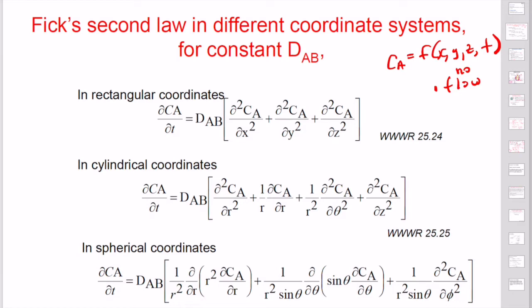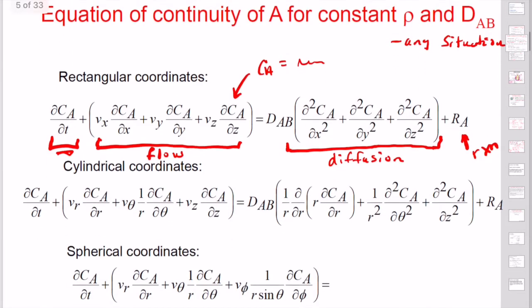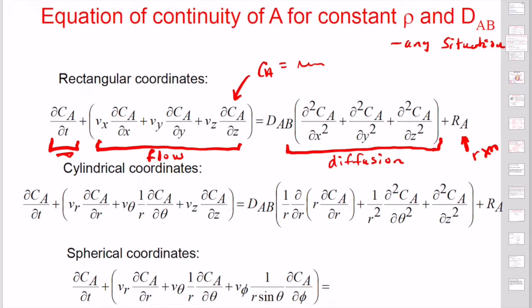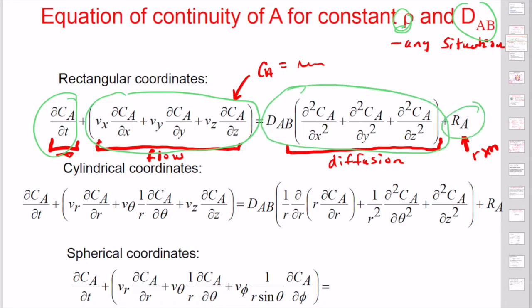And of course, these are the equations. The most important slide is this one, where we have assumed constant density and constant diffusivity, and broken it out into concentration. And so here is the time component, here is the bulk flow component, this is the diffusion component, and this is the reaction. And of course you've got the different coordinates here. And that's slide number 5, lecture 5.